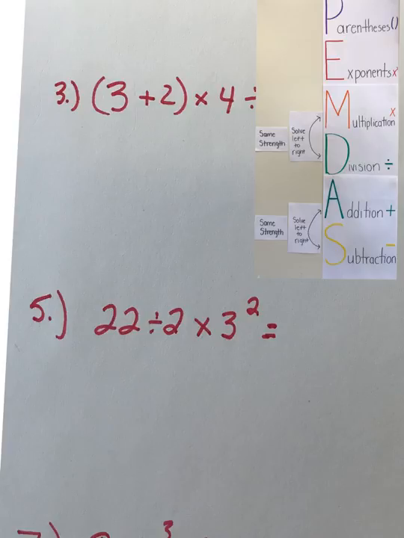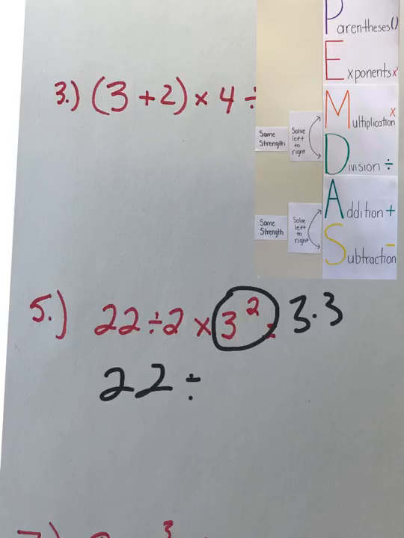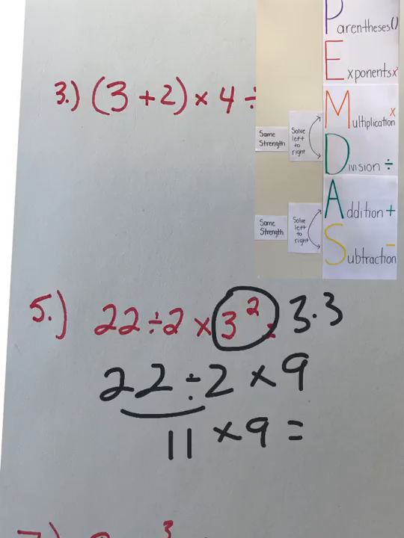For question number 5, there's no parentheses, so I go right to exponents. I found it. And that's 3 squared, which is 3 times 3. 3 times 3 is 9. So I'm going to rewrite 22 divided by 2 times 9. Multiplication and division from left to right. There's just multiplication and division, so I just go left to right. 22 divided by 2 is 11. 11 times 9 is 99. Now, pause the video and do the next problem, and start it when you're done.